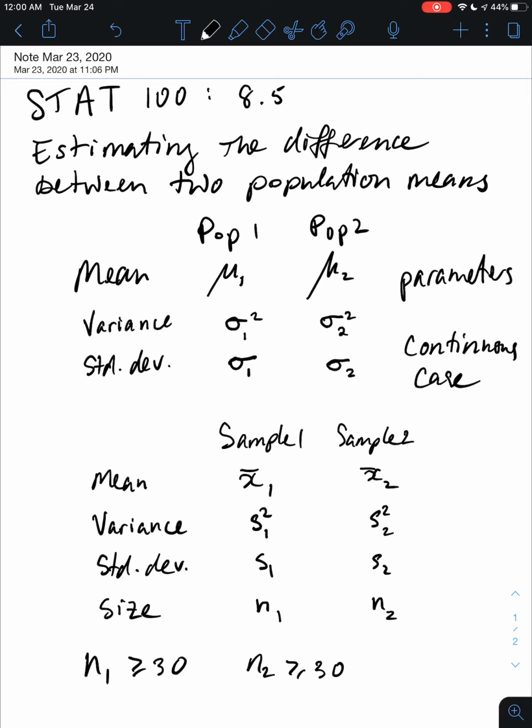Okay, so what are we going to do with this situation? Well, it turns out that the central limit theorem can apply to this quantity. So normally we apply the central limit theorem to the mean, but if we have two populations, it turns out that we can also apply the central limit theorem to the difference between the two means.